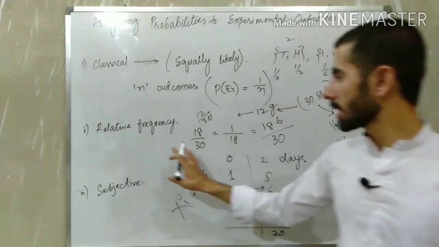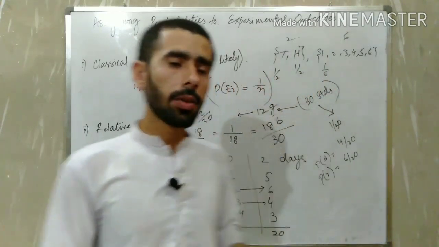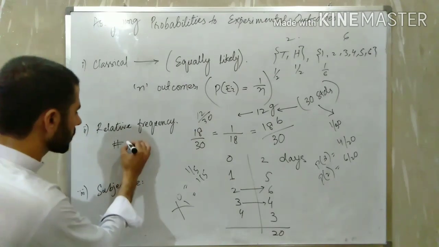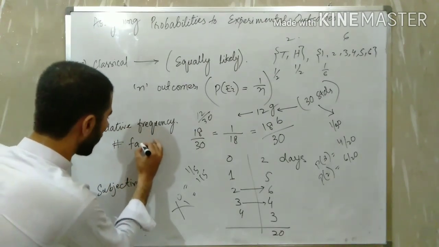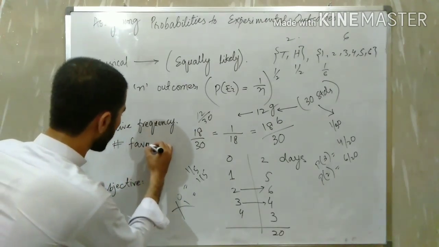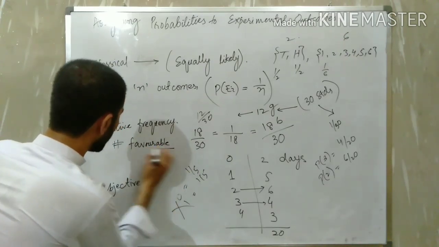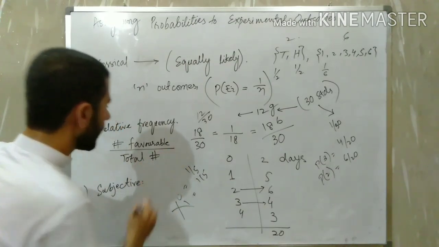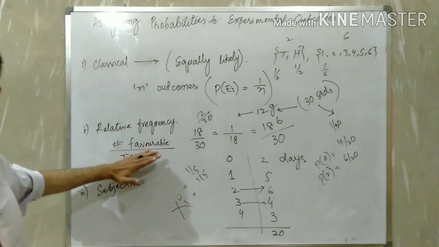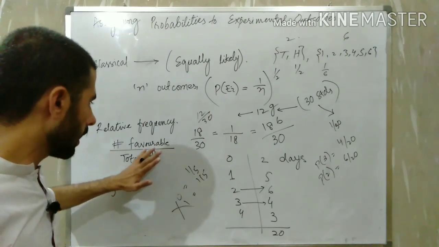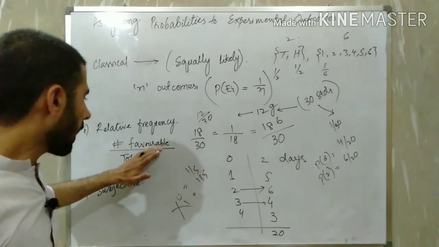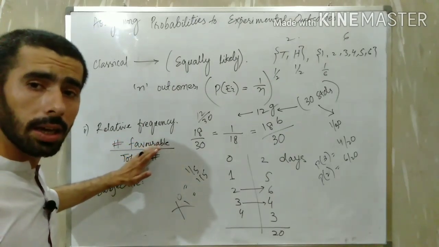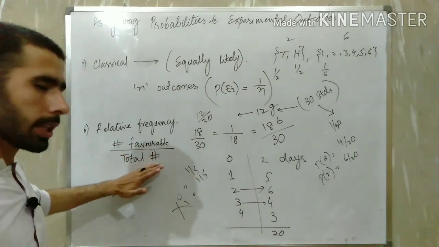So the relative frequency approach simply says that whatever frequency or number of outcomes you have for your favorable outcome or event, divide that by the total number of possibilities. Whatever your favorable event or outcome is, count its frequency. Then divide the frequency of your favorable outcome by the total frequency.